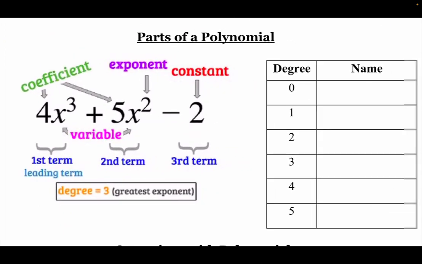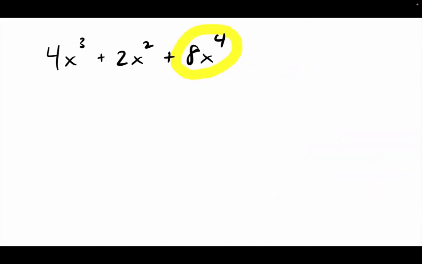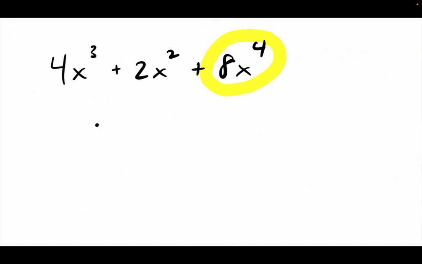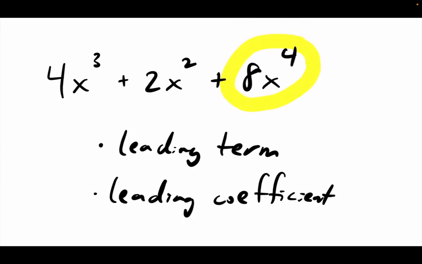Degree means the biggest power. What's the biggest power? Leading coefficient. Sometimes they'll ask you for things like the leading term and the leading coefficient. So we said the leading term is the one in yellow. What's the leading coefficient? The leading term is in yellow, 8x to the fourth, right? Well, now I switched out term with coefficient. So what would be the leading coefficient? 8. So the leading term is that, and the leading coefficient is just 8.